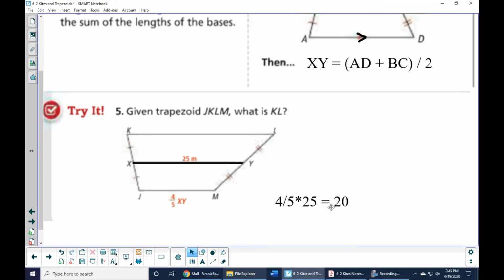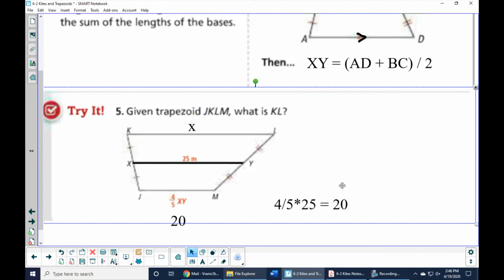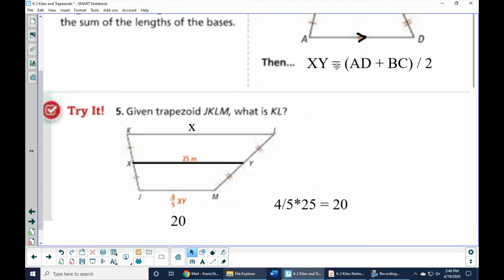So you could do that in your calculator. You could do 4 divided by 5, get like 0.8, and multiply it by 25. That'll give you 20. So we know down here is 20. Okay? And what we need to do is figure out what this side is, KL. So we're going to put an X.